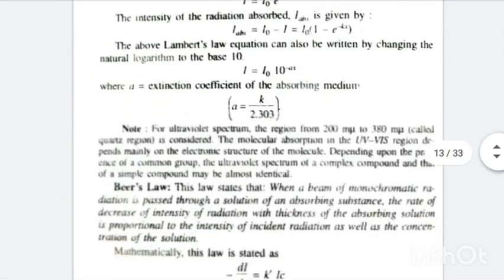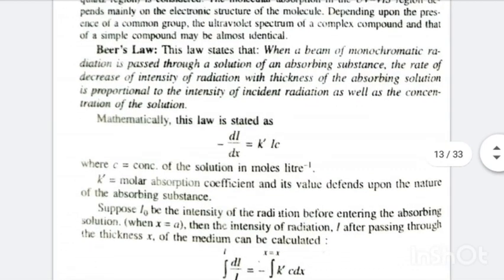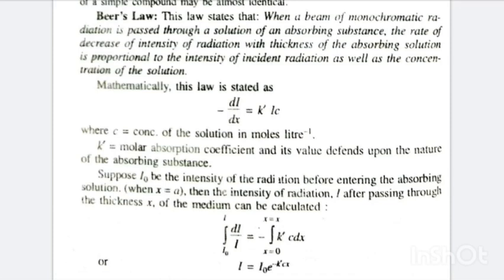After that, Beer introduced the concentration term into this law. According to Beer's law, when a beam of monochromatic radiation passes through a solution of an absorbing medium, the rate of decrease of intensity of radiation with the thickness of the absorbing medium is proportional to the intensity of the incident radiation as well as the concentration of the solution. In Lambert's law, the decrement in the intensity is directly proportional to the thickness of the absorbing medium alone, and Beer introduced the concentration term also.